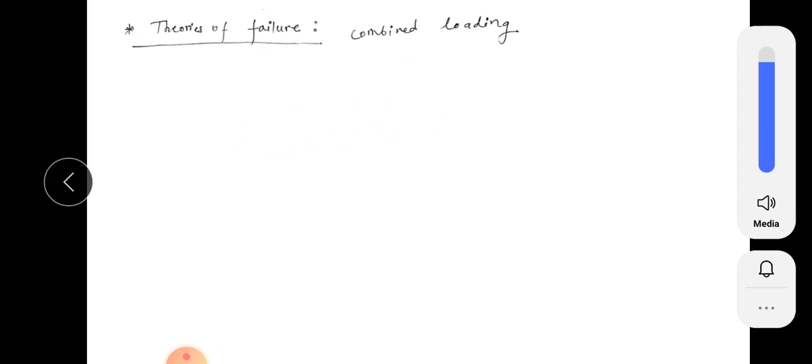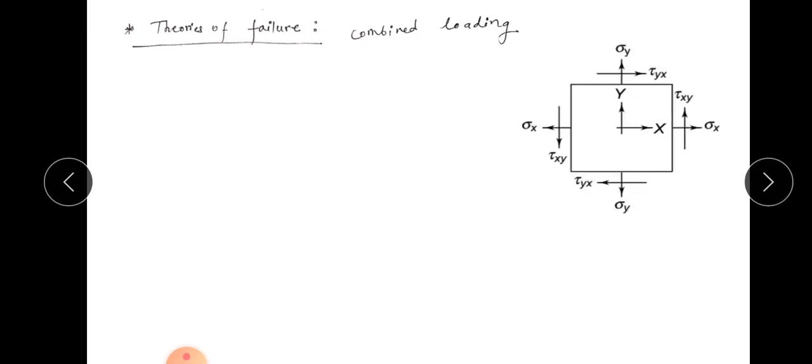Basically, the theories of failure are used for combined loading, which I have already explained. If you look at this figure, let us consider this as a mechanical component subjected to combined loading. Let us say sigma x in the tensile direction, sigma y tensile in the y direction, and tau xy and tau yx, which are nothing but shear stresses acting on this component. The loading is a combined loading, and the stresses induced will be a combination of shear and normal stresses. So the corresponding stresses will be the combined stresses.